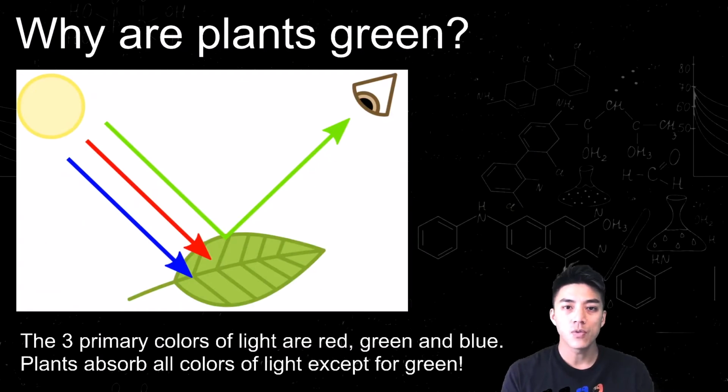If you understand why plants are green, it can give you a better understanding of photosynthesis. The reason why plants appear green is because they absorb all wavelengths of light except for green. Plants tend to absorb red and blue wavelengths really well. Green gets reflected back into your eyes, and that's why you perceive plants as being green.